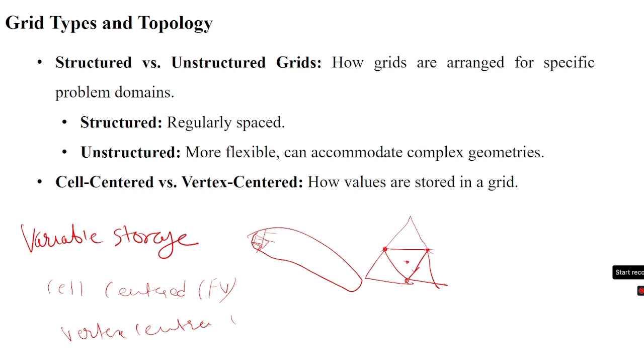Others are co-located and staggered arrangements. Now, choice of method: understanding these methods allows us to choose the most appropriate approach depending on the problem we are trying to solve. So in the coming lectures, we will discuss in-depth the finite difference method and finite volume method. Okay, thank you.